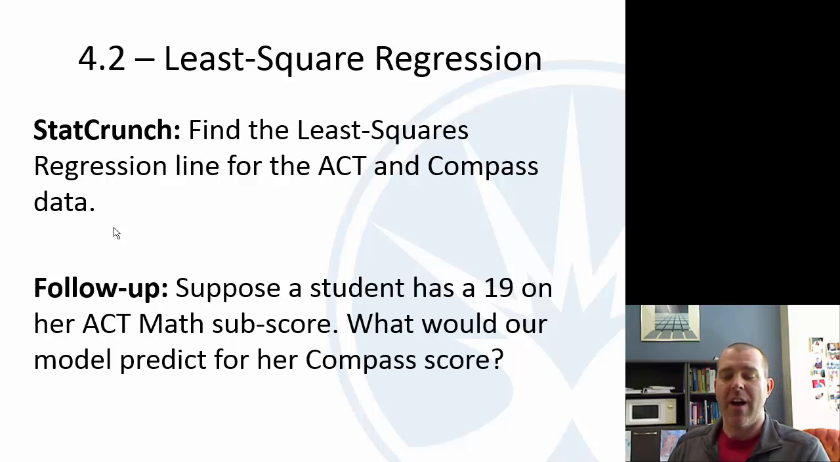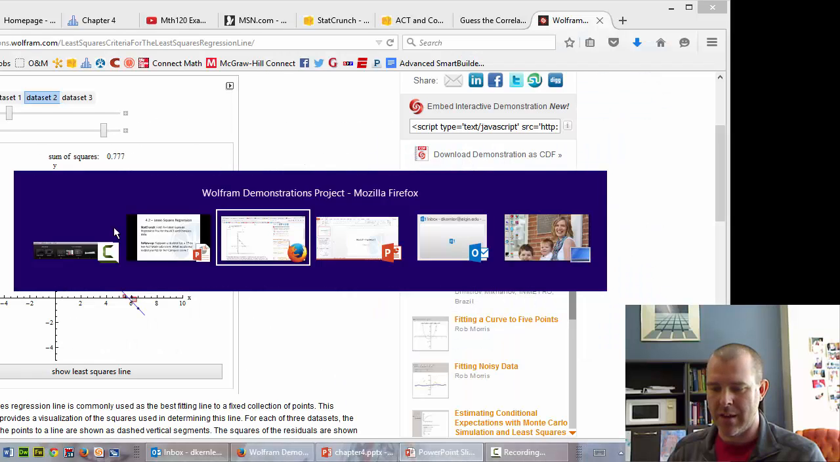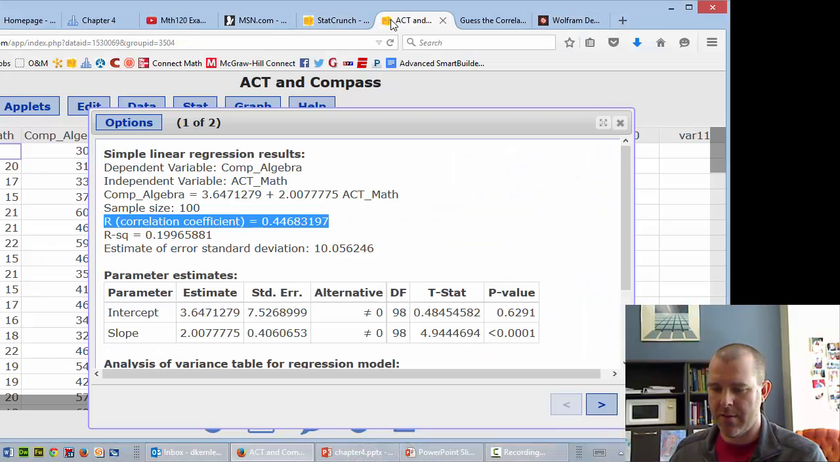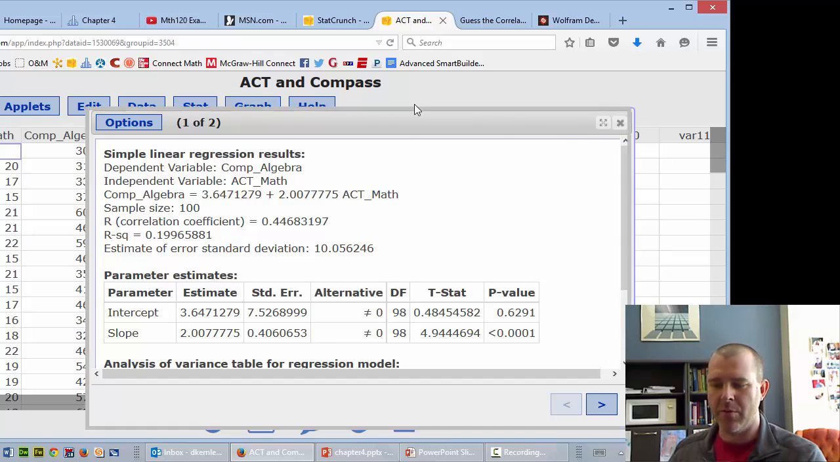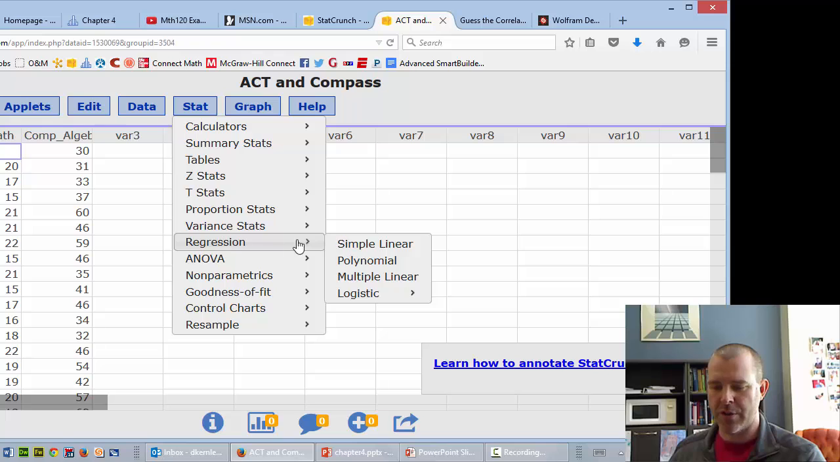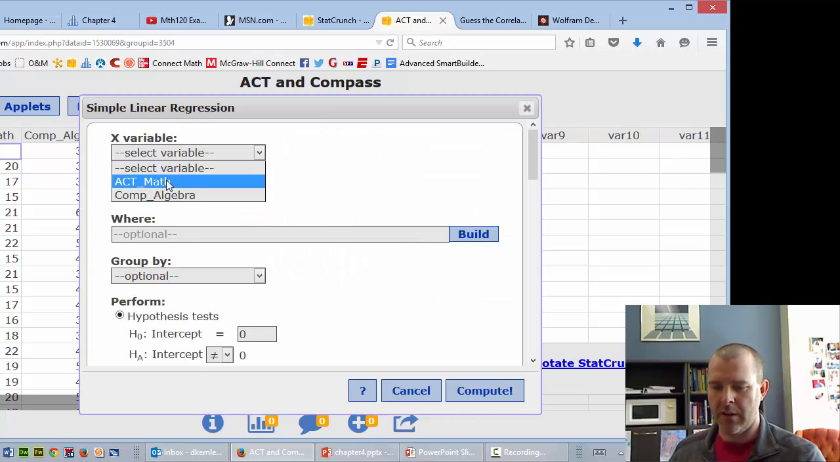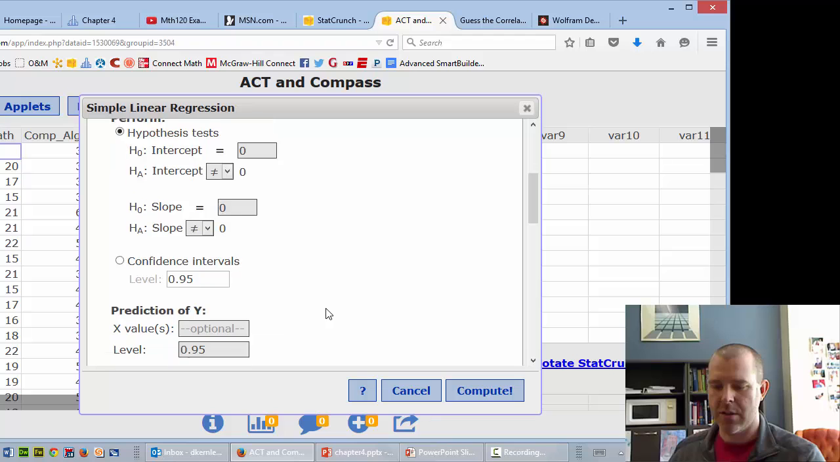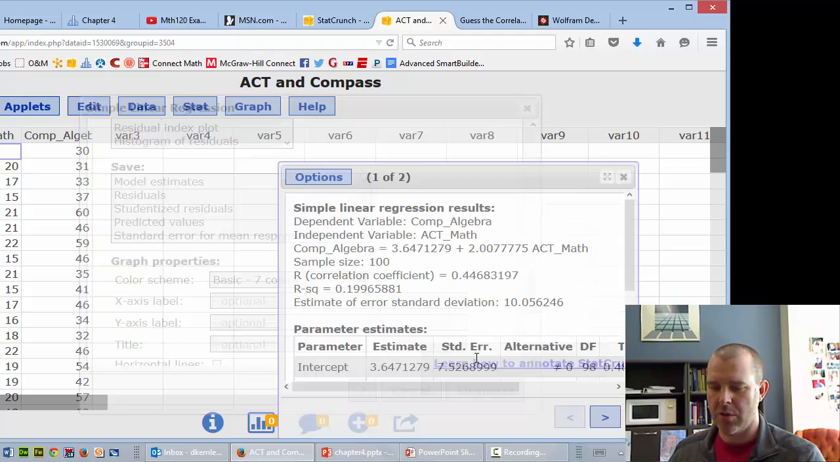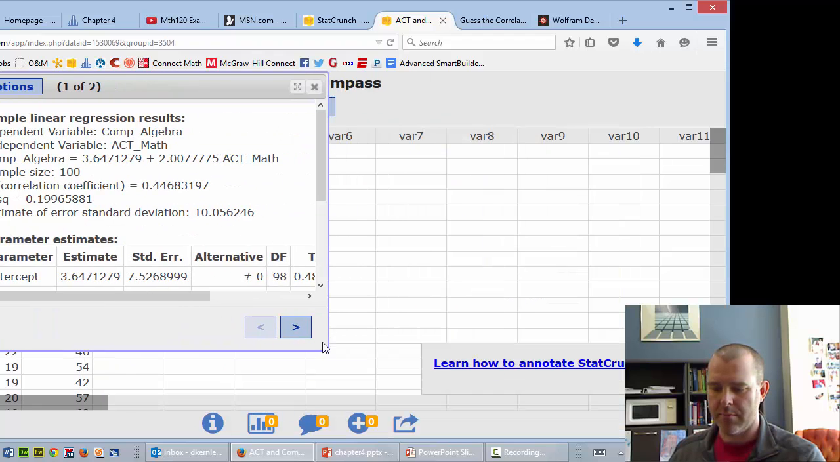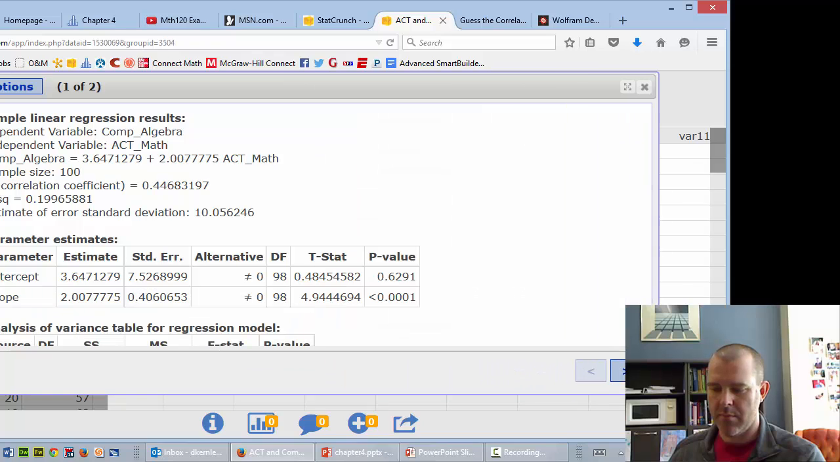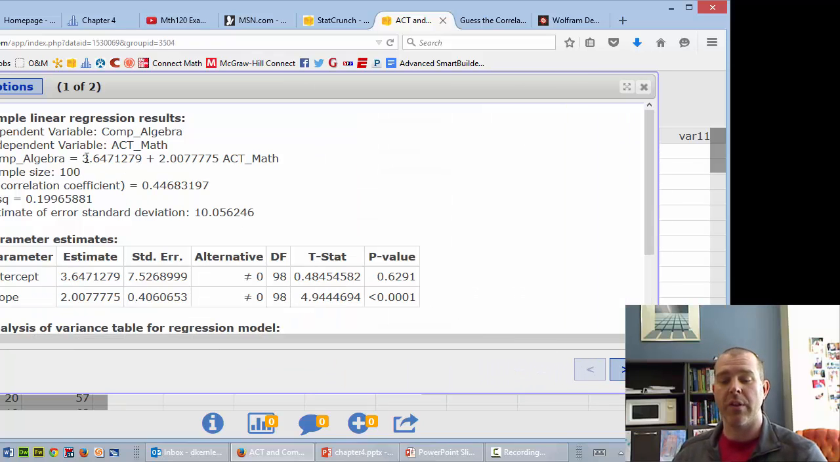So let's see if we can find that least squares regression line and then do a prediction for a student that had a 19 on the ACT Math. I think we actually already have this. See, we have the line already. So I can redo this here. When I do stat, regression, simple linear, and I choose ACT Math and Compass, and then I just hit compute, it found the equation for the line for us.